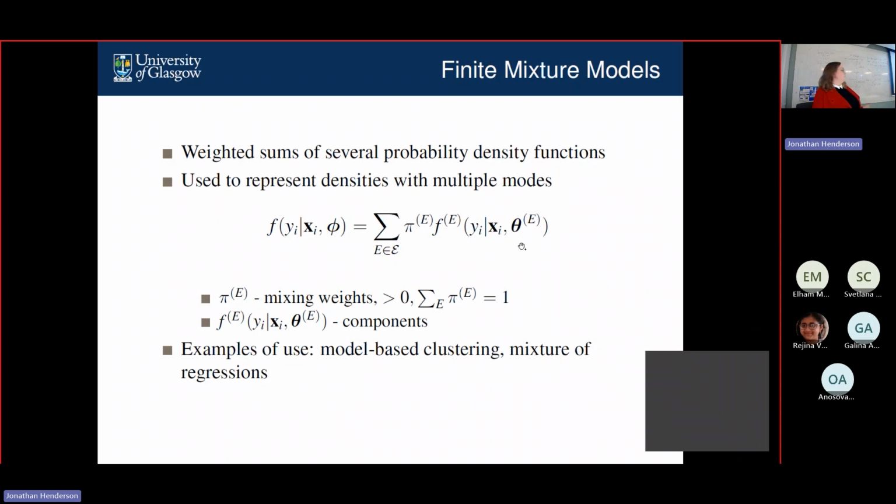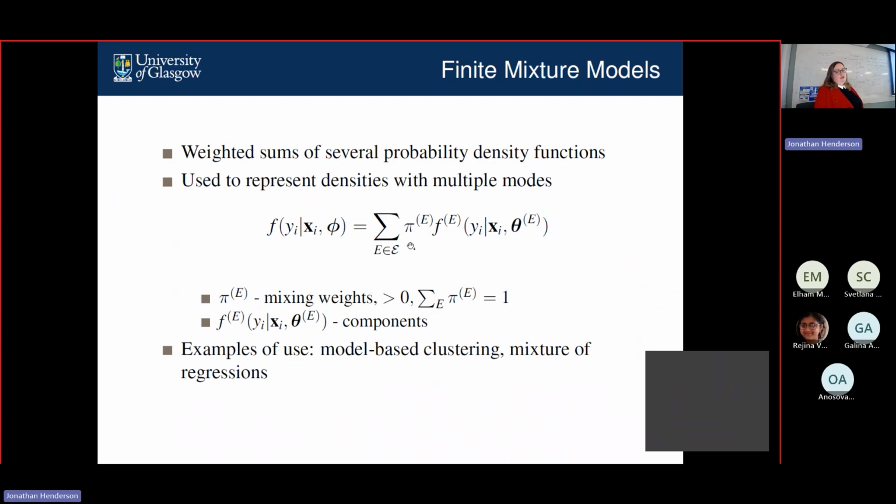We obviously, each of these components has its own parameter vector. So for example, if we're just looking at, say, rather than a relationship between an outcome and covariates, if we're just looking at covariates, we could look at sort of continuous being modeled as a multivariate normal, where each multivariate normal has its own mean and its own covariance parameter for each of the different components.